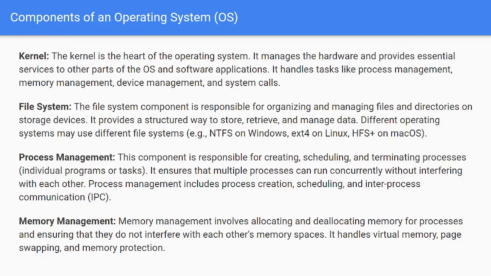Now the next one we have is the file system. The file system component is responsible for organizing and managing files and directories on the storage devices. So we've talked about this. One of the key functionalities of an operating system is file system management. Each OS, different OSs, make use of different kinds of file systems. What is this file system all about?